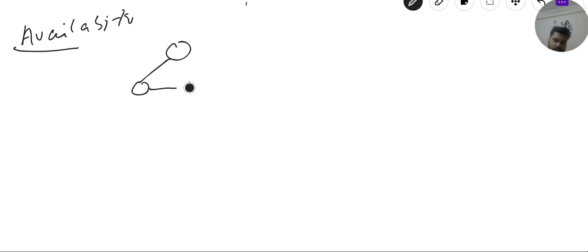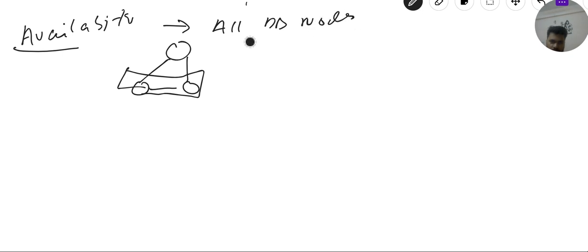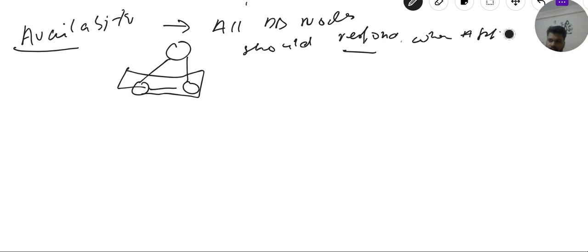So now just see what is availability. Availability means all the DB nodes should respond when requested.